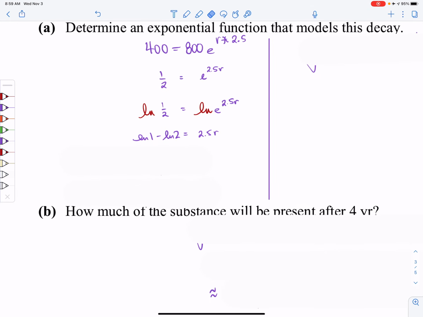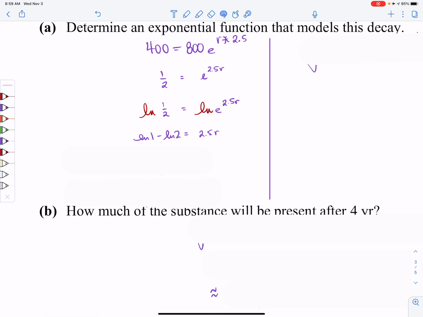Notice one thing that I did here is that I used the quotient rule to separate my single log into 2 logs, where I have the log of the top minus the log of the bottom. Remember that the log of 1 is 0. So this is just going to be a negative natural log of 2.